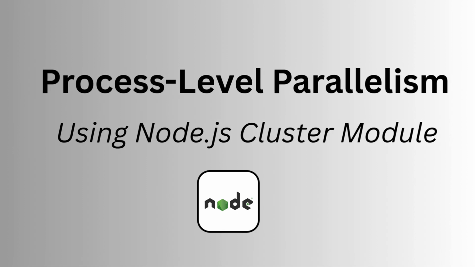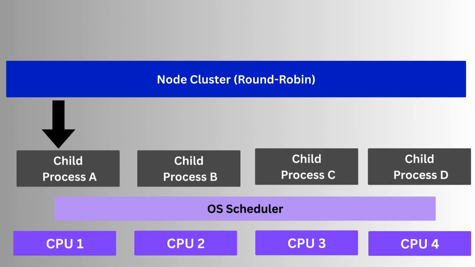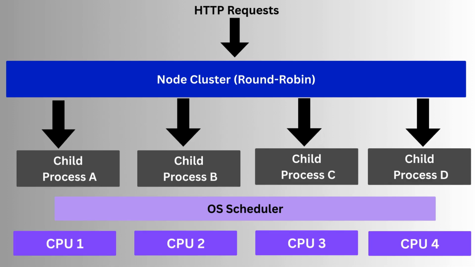The cluster module creates a primary process. The primary process forks independent child processes using cluster.fork. Each child process runs the application code independently and handles incoming HTTP requests. In a typical production setup, the primary process does not run the HTTP server itself. It supervises and coordinates, while the child processes handle request processing. By default, connections are distributed among child processes using round-robin scheduling on most platforms.